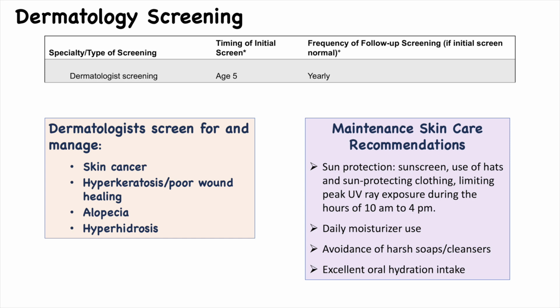Dermatology screening is somewhat similar. We start at age 5, we do it yearly. There are a variety of things that dermatologists can be helpful for, not just the risk of skin cancer, but also management of hyperkeratosis, that thickening of the skin, particularly in the hands, poor wound healing, which can be a symptom of a telomere biology disease as well, alopecia, hyperhidrosis. And then here are some maintenance skincare recommendations as well. I think these are probably familiar to you.